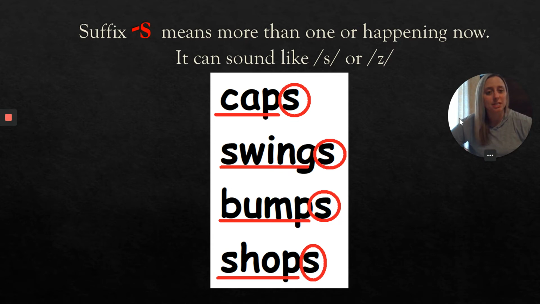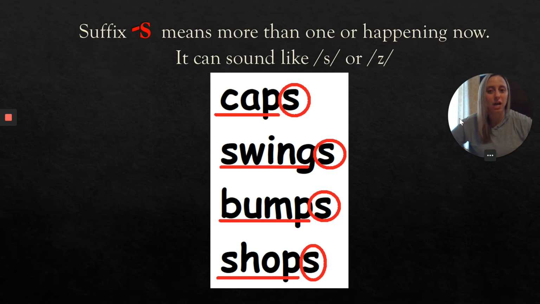So take a look at some of these sample words. Caps, swings, bumps, shops. Look at the markings on this word. When we mark words with a suffix, we always underline the base word and circle the suffix. That's one of the most important notes about understanding suffixes. Suffixes will always have a base word or a root word before them. What is the base word in the word caps? If you said cap, you're correct.